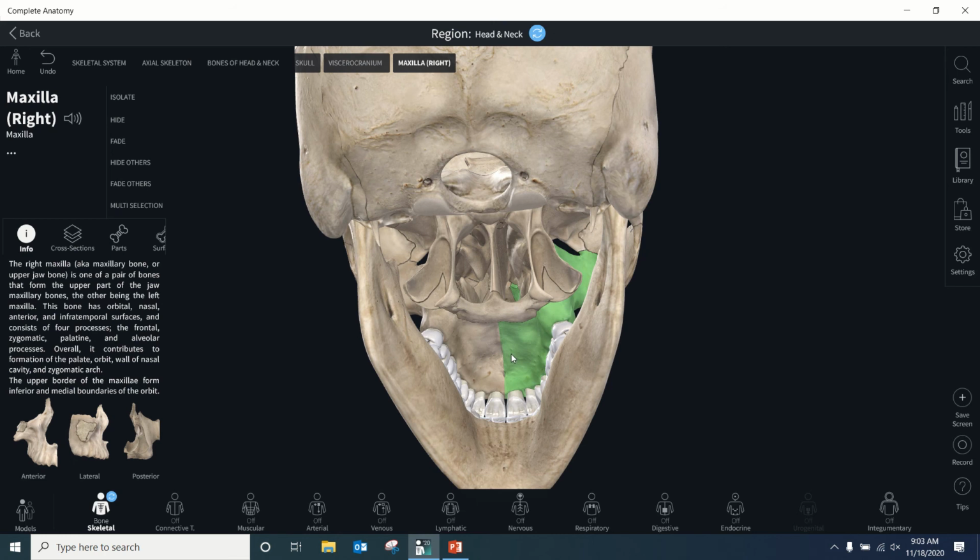You can also see that the maxilla makes up most of the roof of your mouth. So it makes up most of what's called the hard palate. And so the hard palate is that bony roof of your mouth. In all of us who are living, we also have a soft palate, which is some soft tissue back here. And the soft palate's job is to separate the nasal cavity from the oral cavity. So to separate the back part of your nose from your mouth.